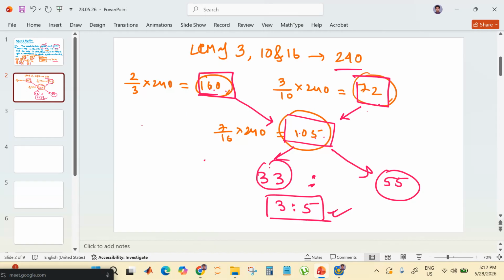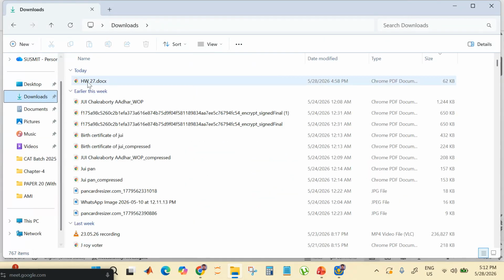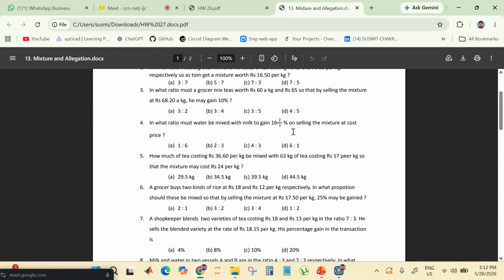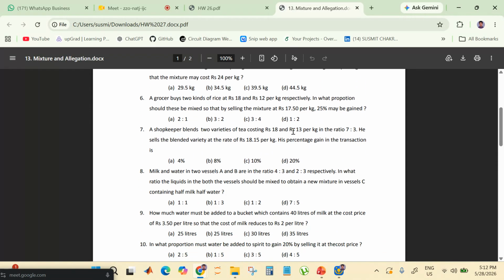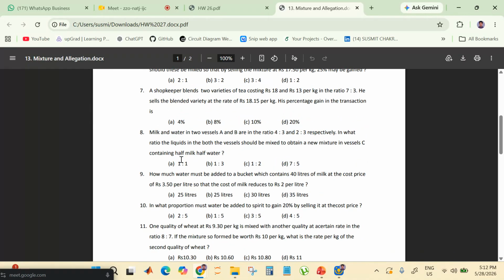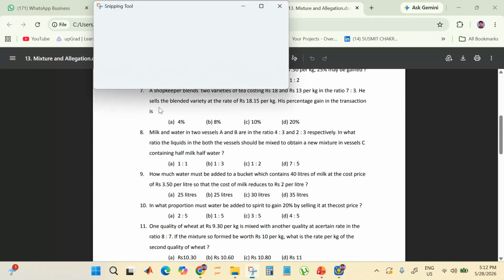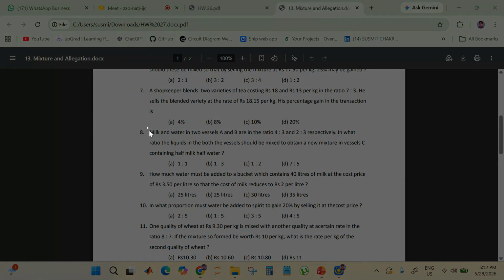So if it is completed, then I will move into the next problem similar to this. And this problem you have to do by yourself. Actually, I have drawn from homework number 27 already. And from there I have to pick a few numericals. Suppose 8. Question number 8.